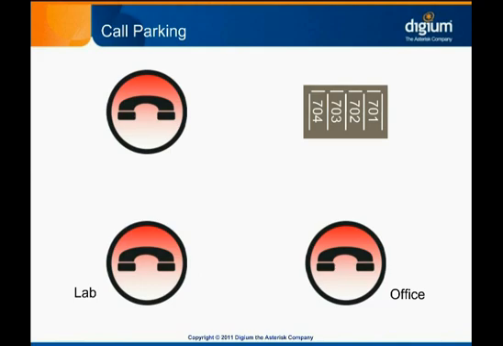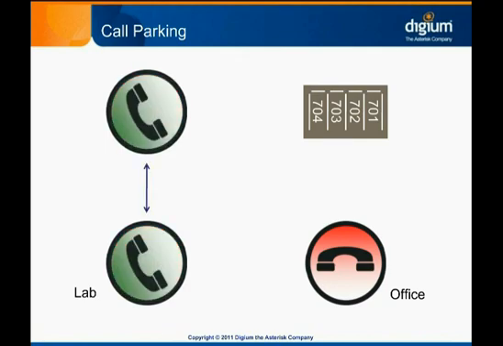For example, if you have a caller on the line on a phone in your lab space and wish to continue the conversation in private in your office, you can dial a feature code as you would for a transfer, and the party will be transferred to a special parking lot extension.